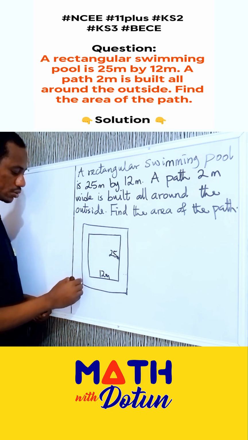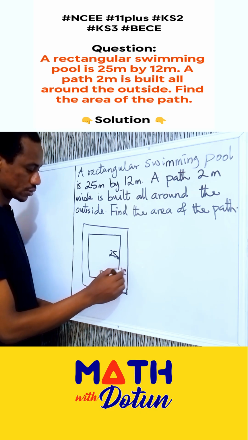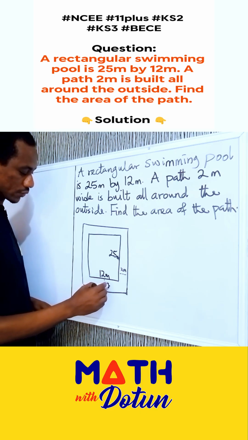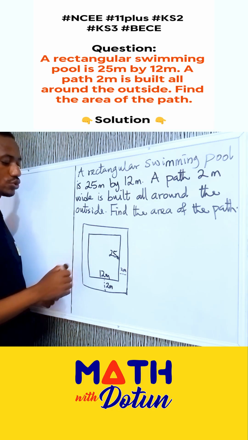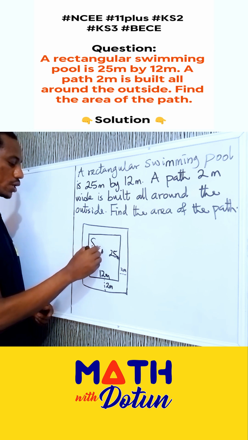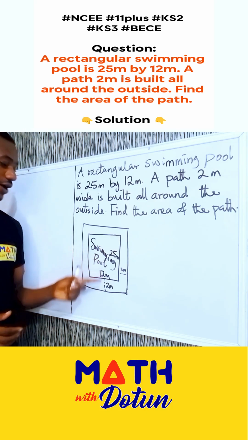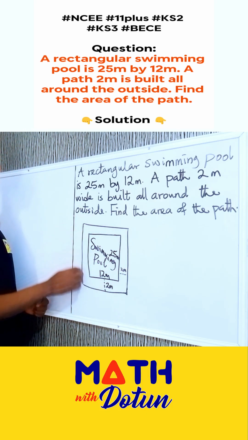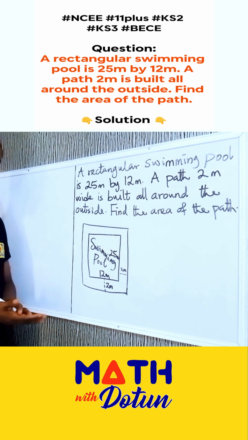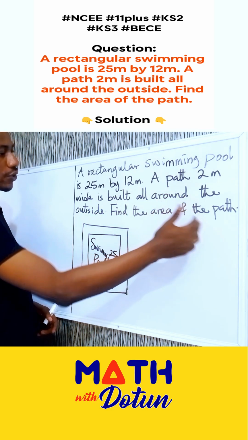So this is just a sketch. This is 2 meters, and then here you also have 2 meters, 2 meters, 2 meters all around the outside. This is the swimming pool, 12 meters by 25 meters by 12 meters, and all around it we have a path 2 meters wide, right?